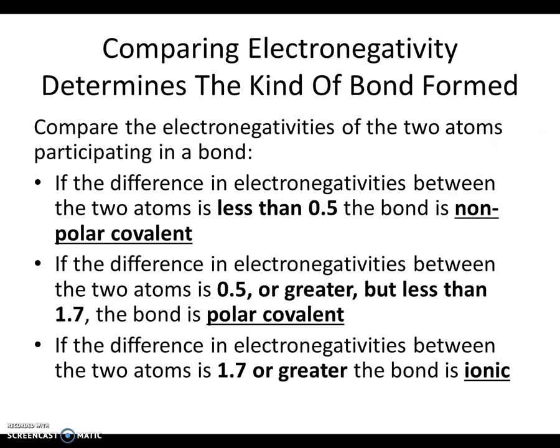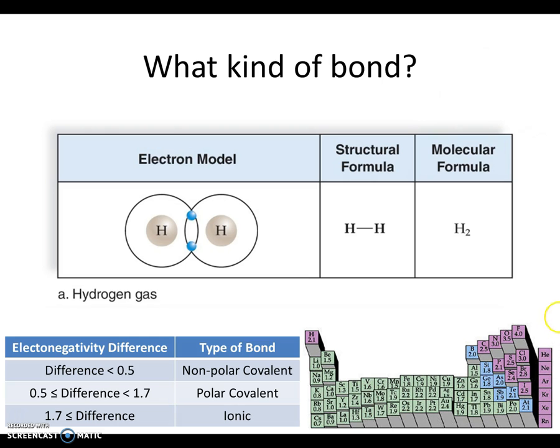Okay. If the difference in electronegativities is even greater, if it's greater than 1.7, then we know that those two atoms will form an ionic bond. So by understanding electronegativities, we can understand what kind of bond will form between any pair of atoms. So let's look at some examples here.